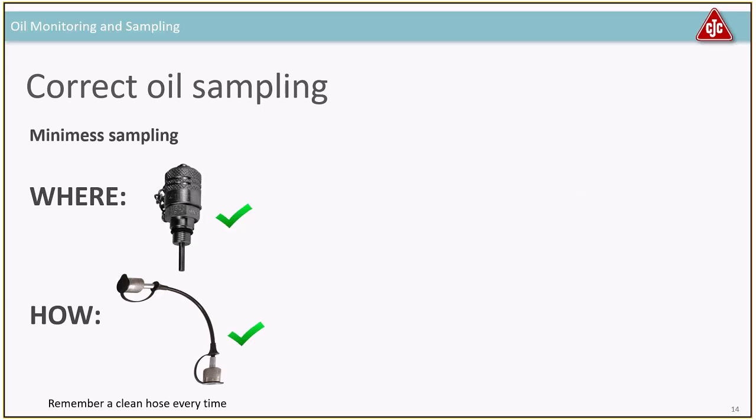If you're using Minimesh, that's also a very good way to sample. You can see here the dead leg is very, very short, so you only need to flush very briefly, and the hose here, as soon as you connect it to the Minimesh, the flow will start. Remember to clean the hose with a detergent, or use a new hose every time.